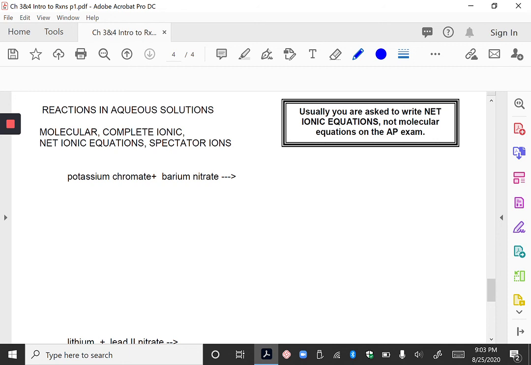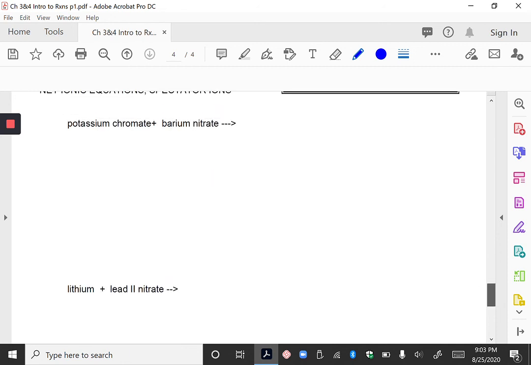So let's try one here. We did these with mostly double replacement reactions, but we're also going to see an example of single replacement. So the first example we have here is potassium chromate and barium nitrate reacting together. So let's write those out. Potassium ion is K+, chromate ion is CrO4 2-. So potassium chromate is K2CrO4. We're reacting that with barium nitrate. Barium ion is Ba2+, nitrate is NO3-. So barium nitrate is BaNO3. They're going to react together.